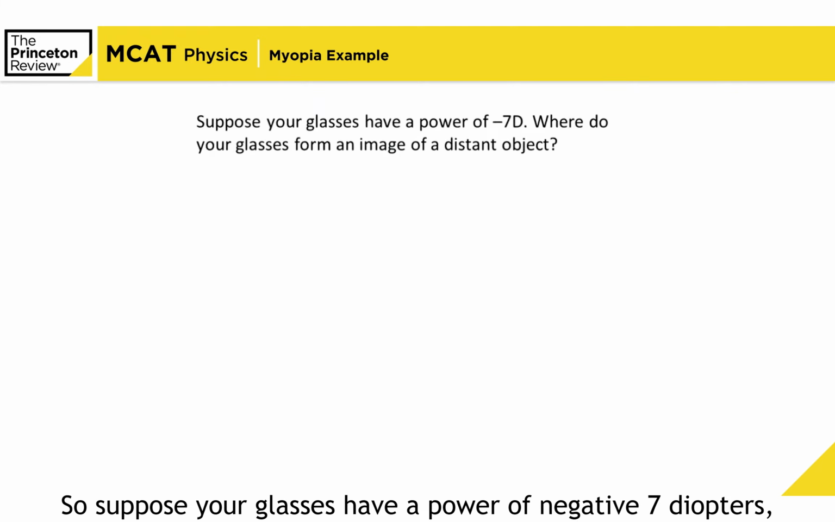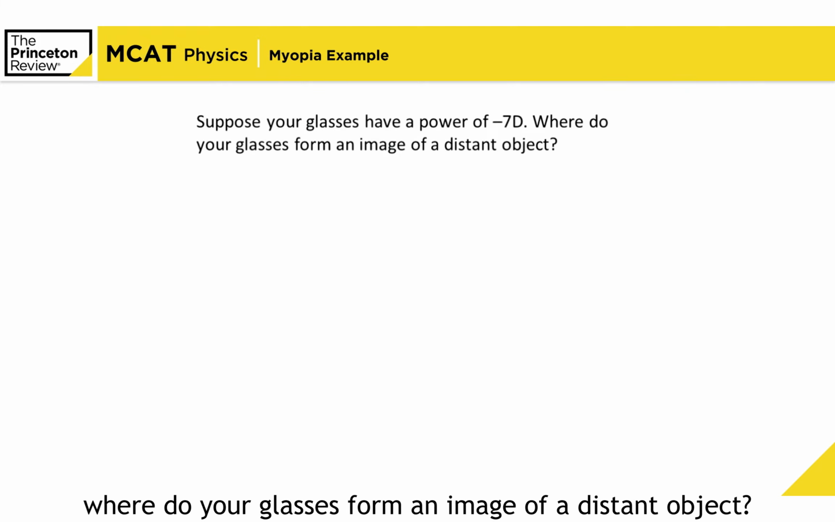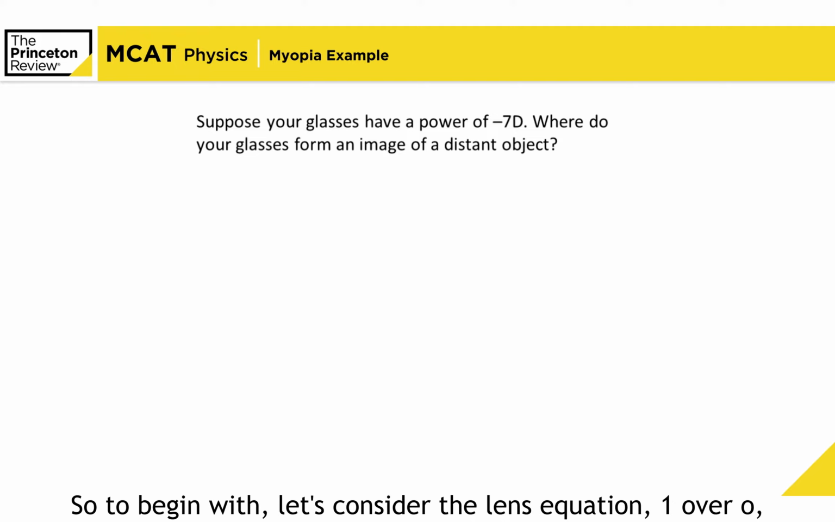So suppose your glasses have a power of -7 diopters. Where do your glasses form an image of a distant object? To begin with, let's consider the lens equation.